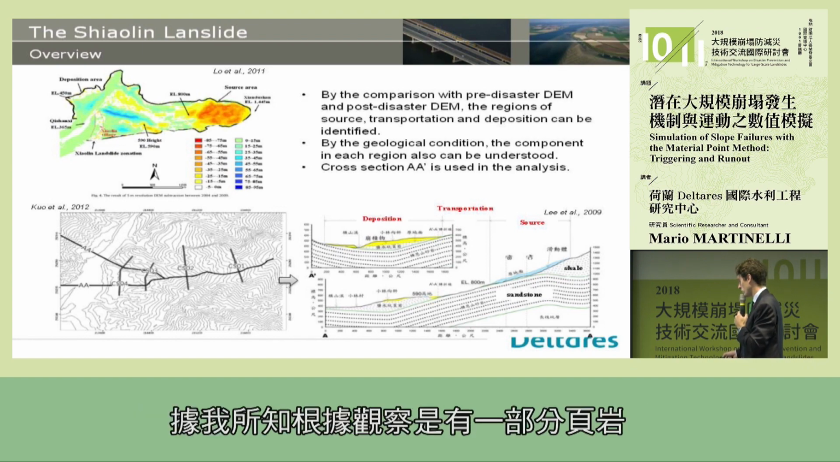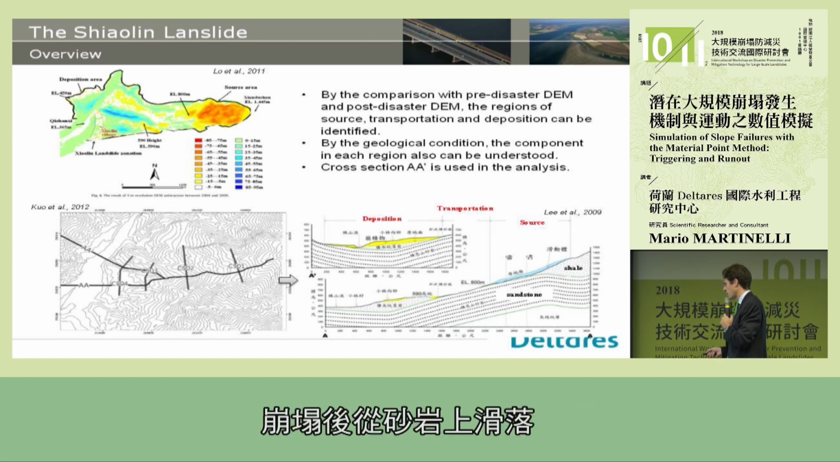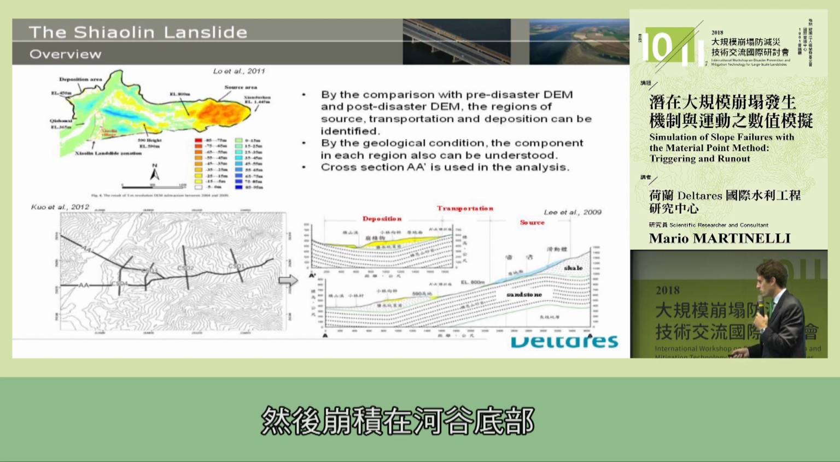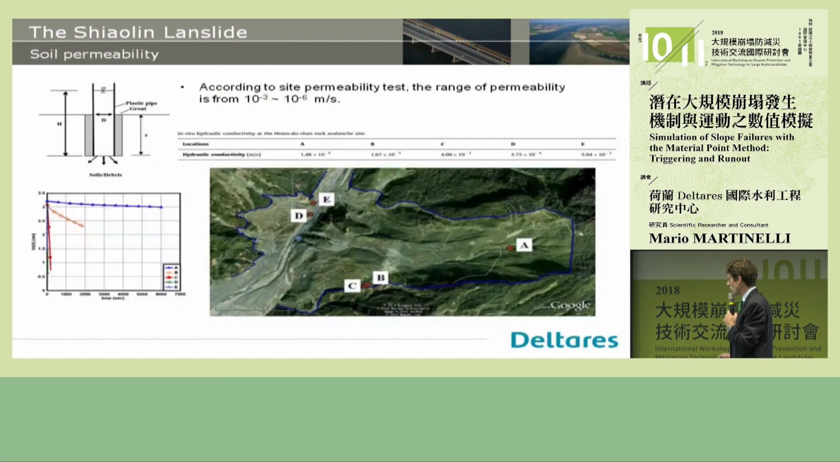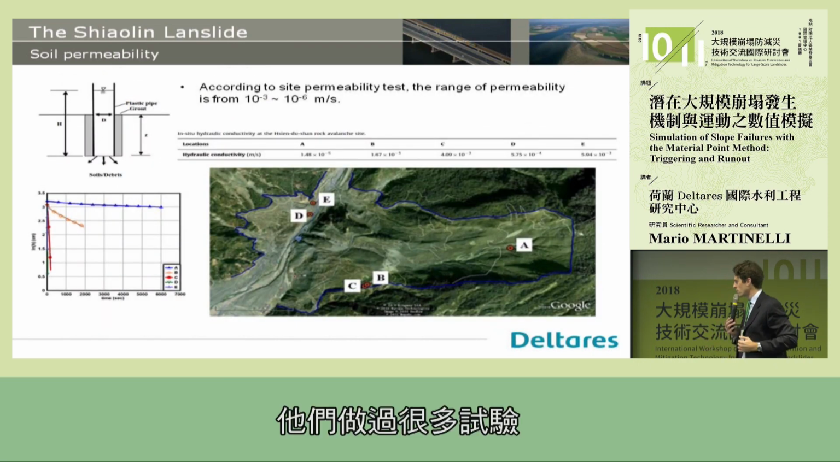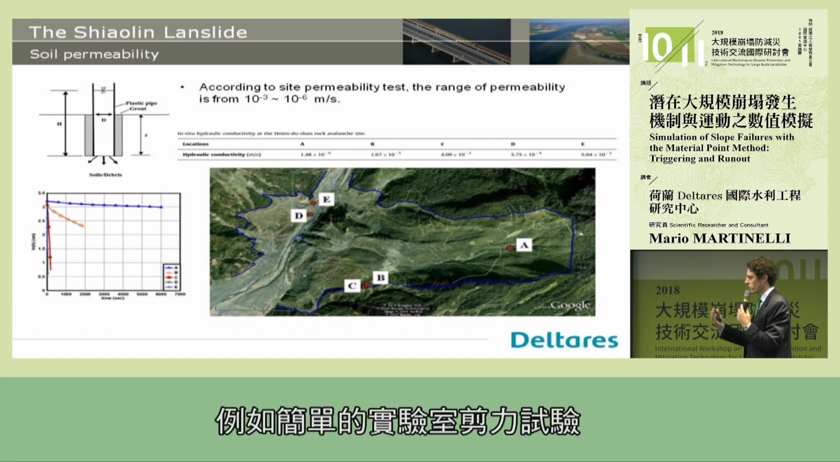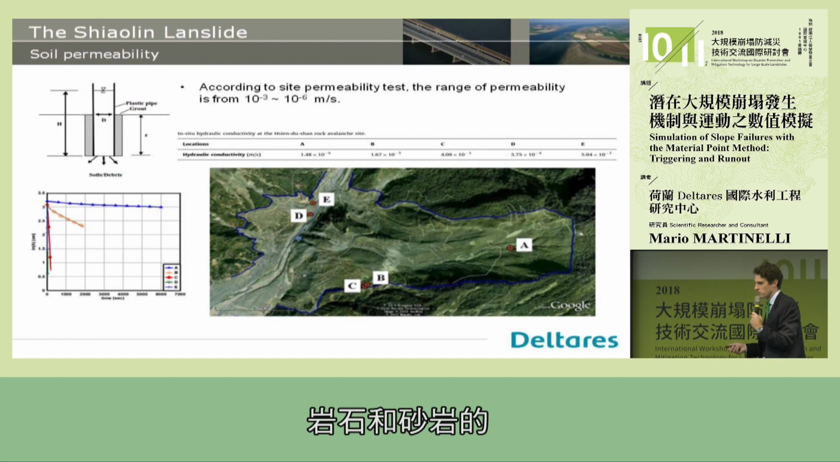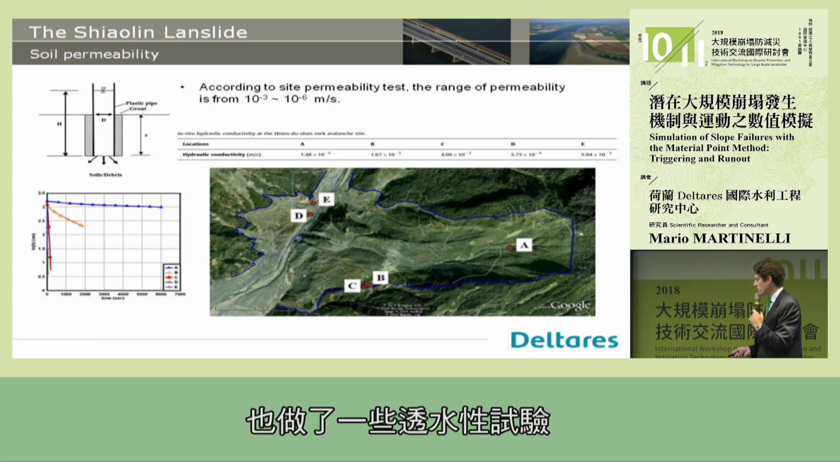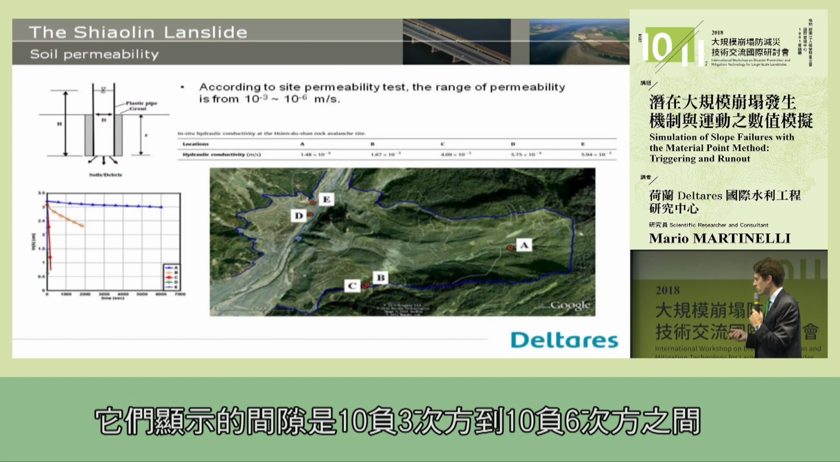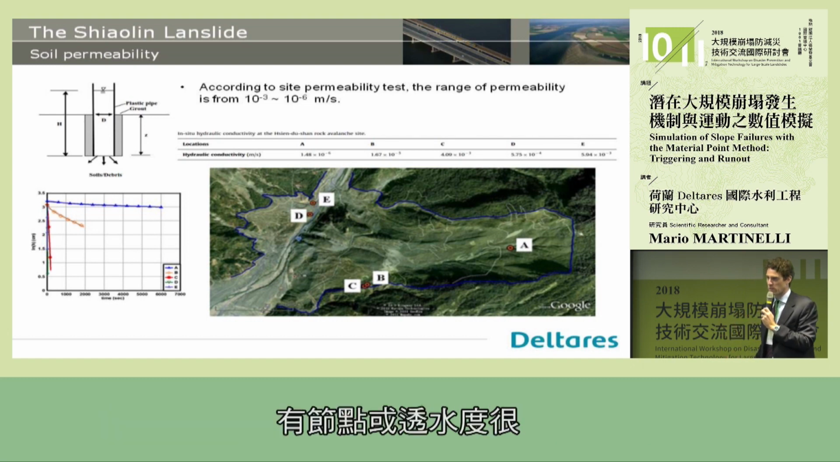What I came to know from the observations is that part of the shale material was failing, and then ran off the sandstone, and then deposited at the bottom of the valley. There have been many tests, for example, some lab tests on simple shear on the sandstone, but also some permeability tests, and they showed an interval between 10⁻³ and 10⁻⁶. So the material has joints, or the permeability is large.